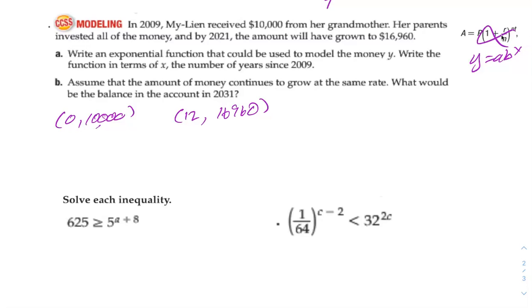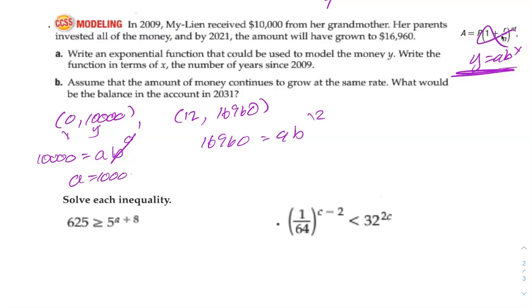So we have to make an equation just like we did before. In this case, here's my a, here's my x and my y. So $10,000 equals ab to the x, and over here 16,960 equals ab to the 12. My x over here should be 0. This reduces, since b to the 0 power is 1, so you have a equals $10,000. That's my initial amount. Plug it into here. So I get 16,960 equals $10,000 times b to the 12th. Well, divide by $10,000.